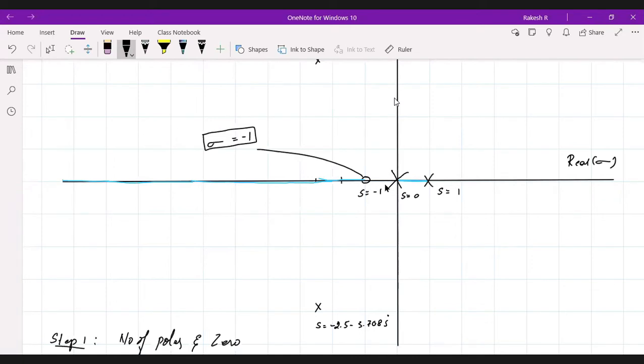If we have a root in between -1 and 0, that is not valid here, because we don't have a break-in or breakaway point there. So we need to find the roots existing in between 0 and 1, and in between -1 and minus infinity. In between these two, we need to find the roots.